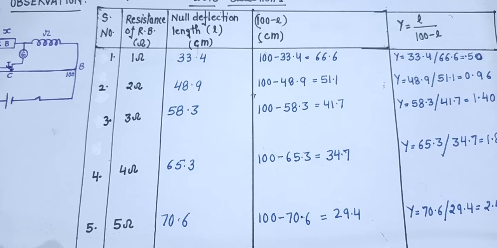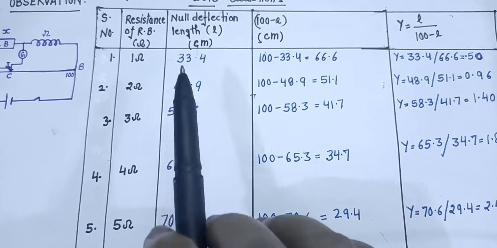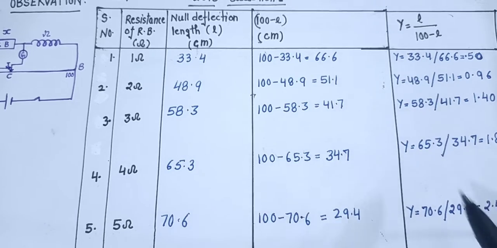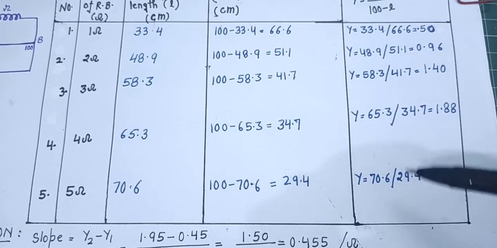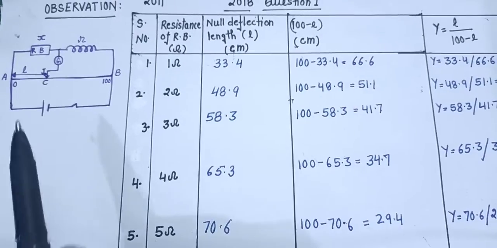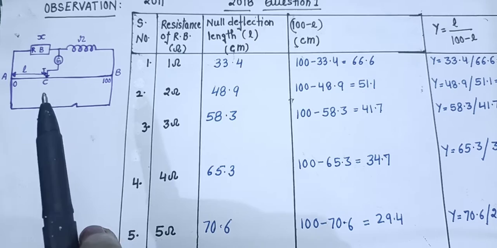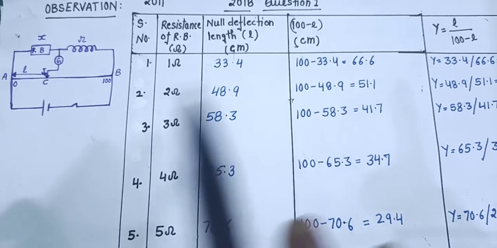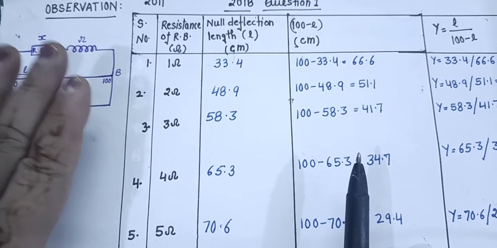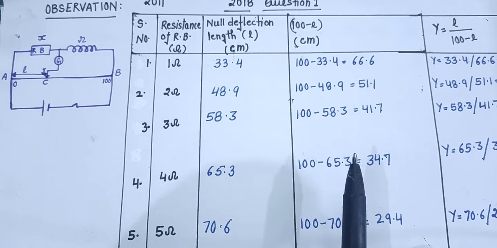So children, our calculation is complete. 100 minus L, and then I have calculated y, right? Now it's time to draw the graph. This is now what you are supposed to write in your exam copy and in your practical copy: you are supposed to draw this circuit, which is the main thing of this experiment.